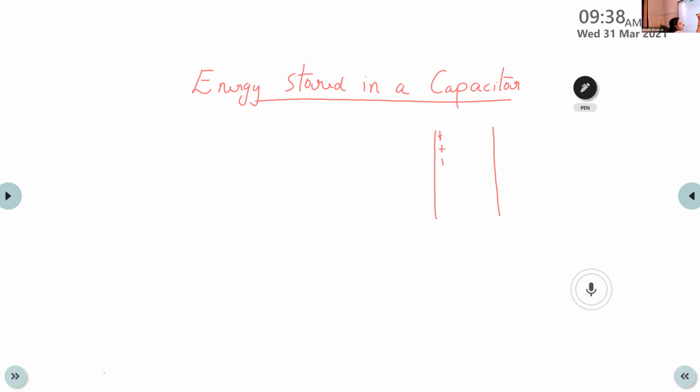Two plates, one is a positively charged plate and the other is a negatively charged plate. In order to store the energy, this capacitor is connected to a voltage source. To explain this energy storing of a capacitor, we connect this capacitor to an external voltage source V.